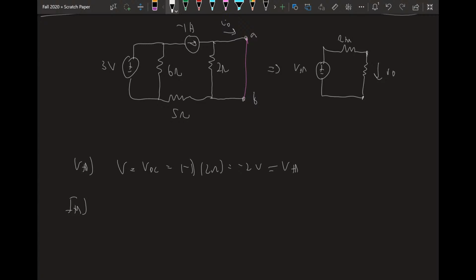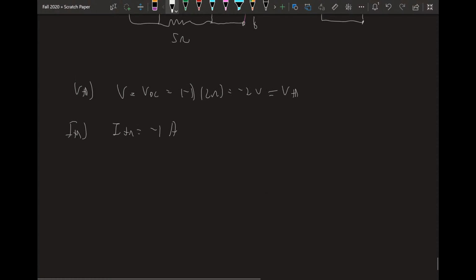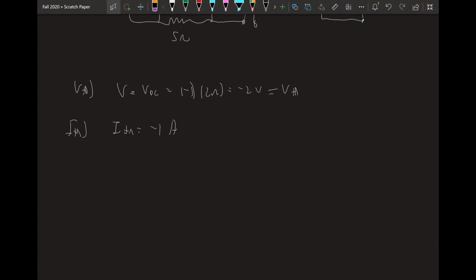When that happens, all the current from that current source goes through the short circuit, and none of it goes through the resistor. That means that I Thevenin equals -1 amps. Nice and simple in this problem. Okay, so just based on that, we can know that R Thevenin equals V Thevenin over I Thevenin from Ohm's law. So theoretically, this should equal 2 ohms, right?